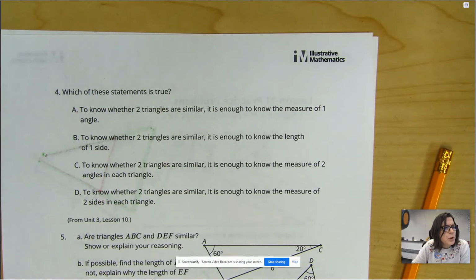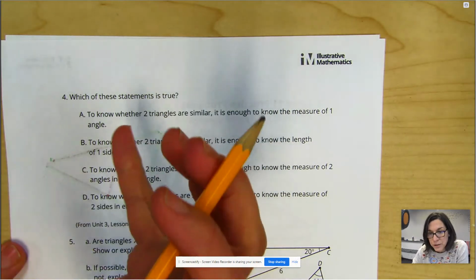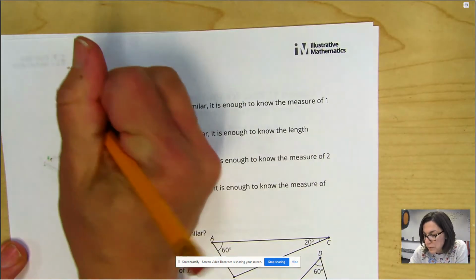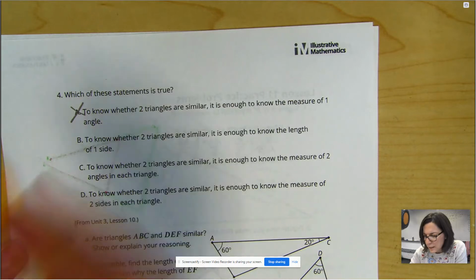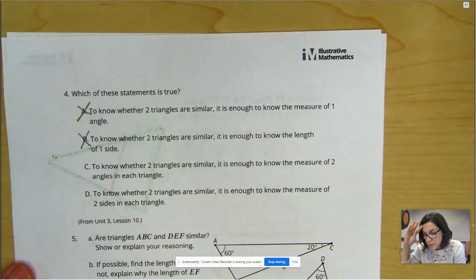Which of these is true? To know whether two triangles are similar, it is enough to know the measure of one angle. That is not enough, because we need to know at least 2 of them for similarity, and that's not enough information. To know whether two triangles are similar, it is enough to know the length of one side. Absolutely not. You can make a lot of different triangles that are not similar.